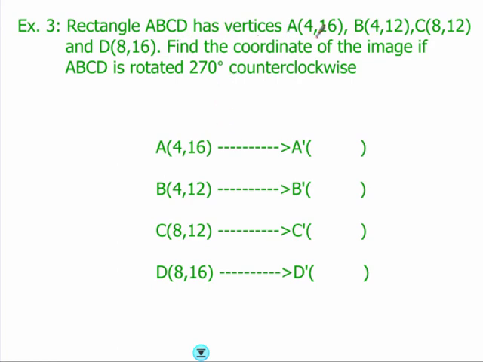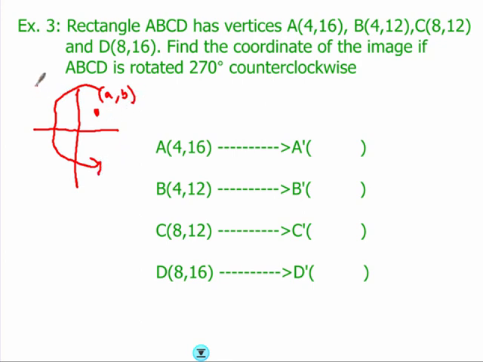It says rectangle ABCD has vertices at (4, 16), (4, 12), (8, 12), and (8, 16). We want to find the coordinates if ABCD is rotated 270 degrees counterclockwise. So let's think about this. All right. So if we look here, we're going to do this with 4 points. All of them are in quadrant 1. If we think about their coordinates, think of them as A, B. And I'm going to go 270 degrees counterclockwise. So 1, 2, 3.